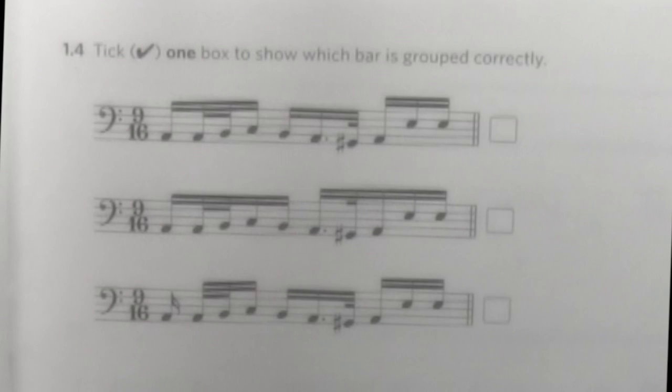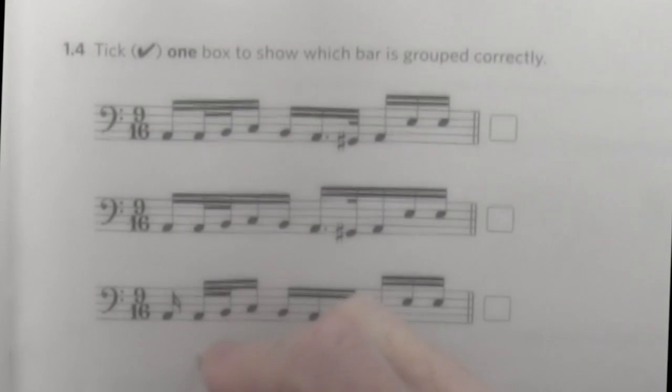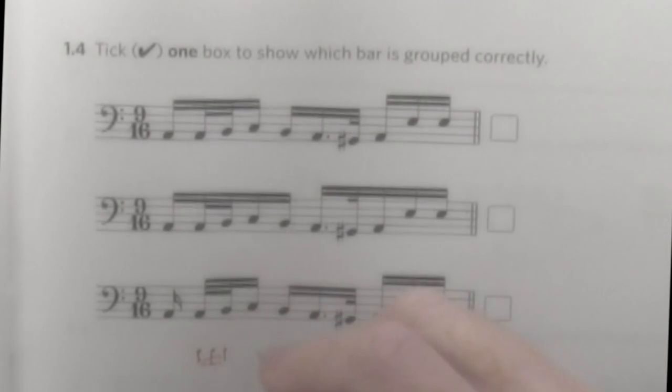Now, 9/16 means 9 semiquavers grouped in 3. So we need to have, where do I write it? Possibly here. I'll write it here. 1, 2, 3. 1, 2, 3. And 1, 2, 3.